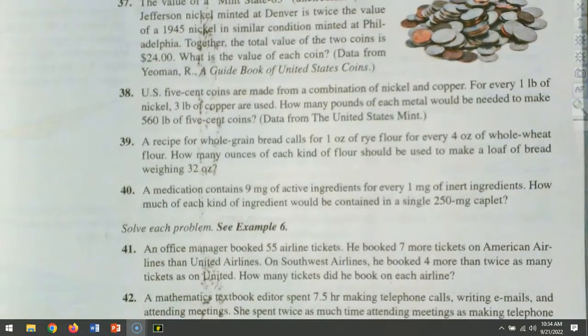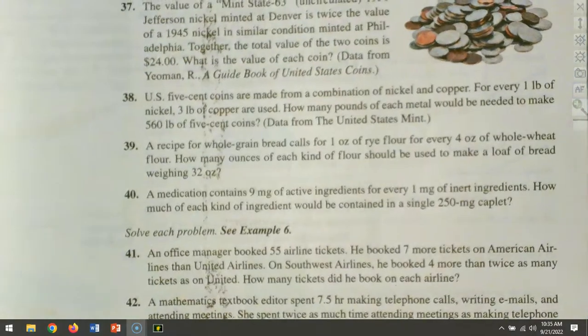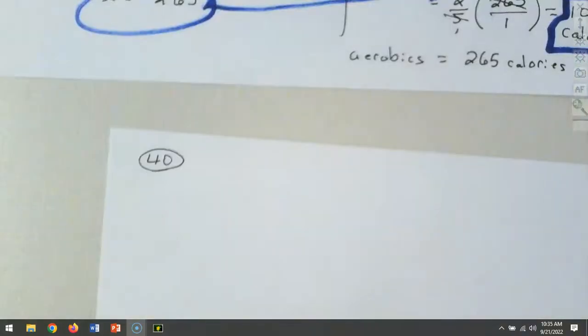A medication contains 9 milligrams of active ingredients for every 1 milligram of inert ingredients, so fillers. How much of each kind of ingredient would be contained in a single 250 milligram capsule? When you get medicine or vitamins, a lot of times you have the active ingredients, the minerals or the vitamins, and then some kind of filler. Maybe it makes it taste better, maybe it's a colorant, but there's something else in there. So that's an inert ingredient. So you have the active ingredients and the fillers, or the inert ingredients.